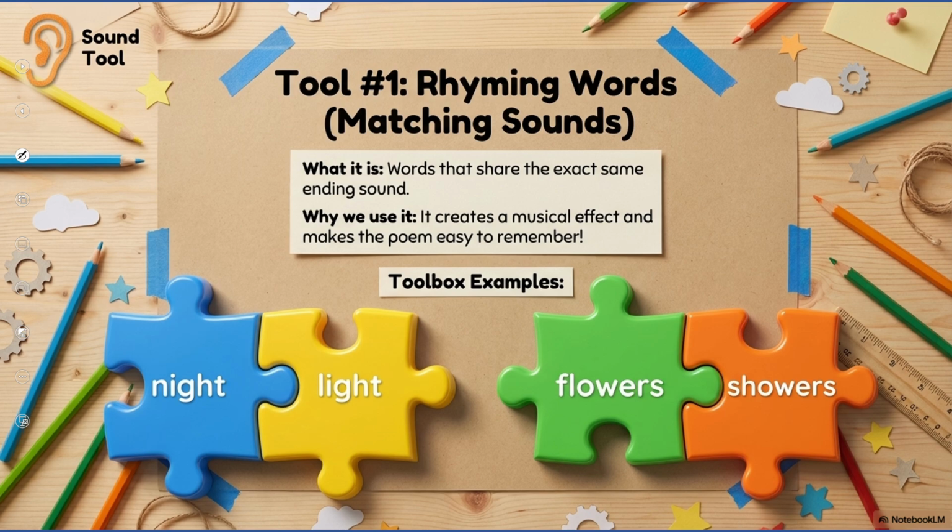So the first tool is the rhyming words. We already know that rhyming words are the words that have exactly the same sound ending, and they are mostly used in most of the poems. For example, night, light, flowers, showers. You can make many rhyming words out of the words.